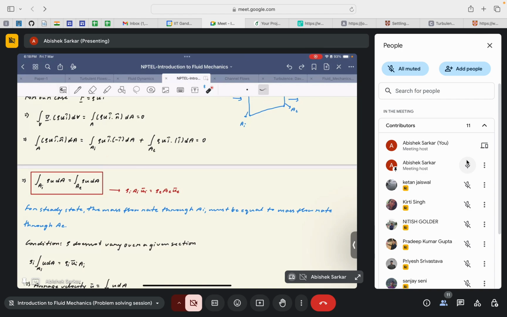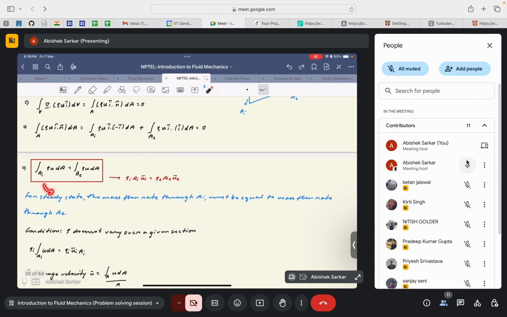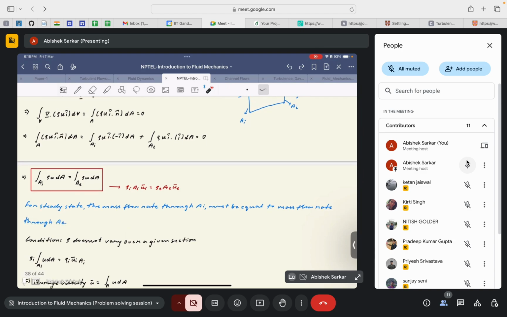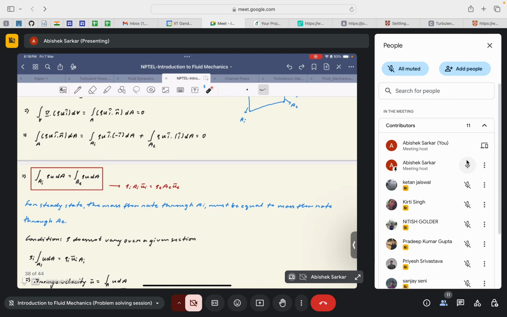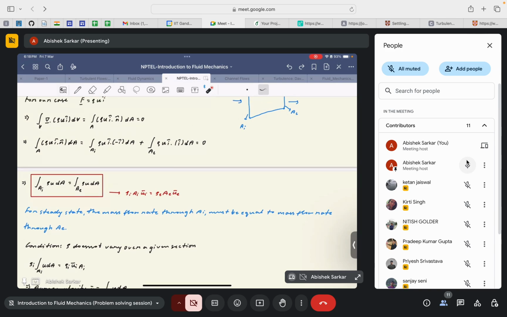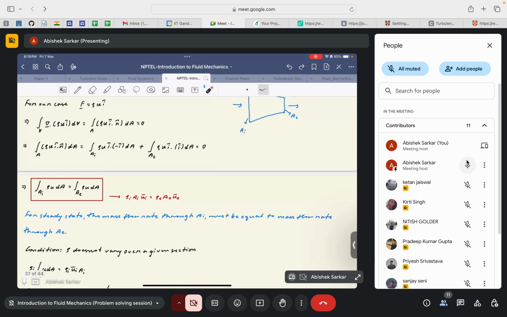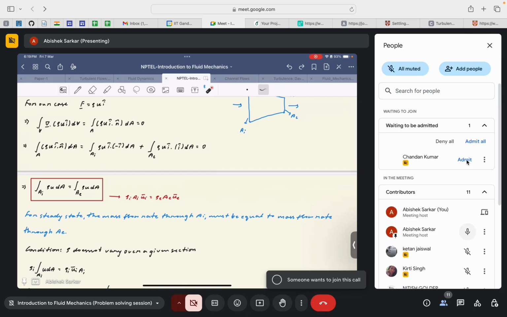Then we'll get something like the surface integral of rho u dA, where the area is integrated over AI, is equal to the integral of rho u dA integrated over AE. So this equation basically corresponds to the fact that for a steady state, the mass flow rate through AI must be equal to the mass flow rate through AE. A much more simplified form of this equation can be written as rho I AI UI bar is equal to rho E AE UE bar, where rho I denotes the density at the inlet, AI denotes the area at the inlet, UI denotes the average velocity at the inlet, and correspondingly rho E, AE and UE denote the density, area and average velocity at the outlet.